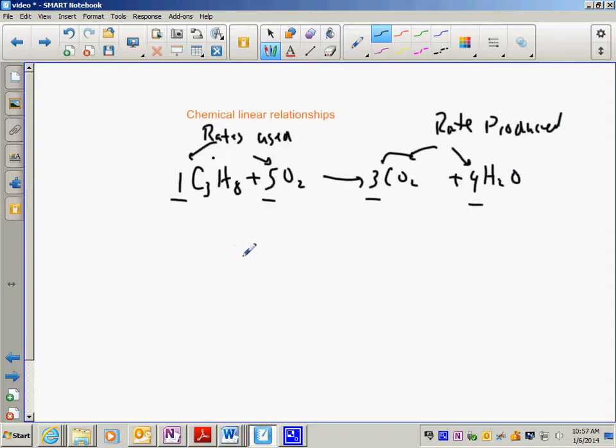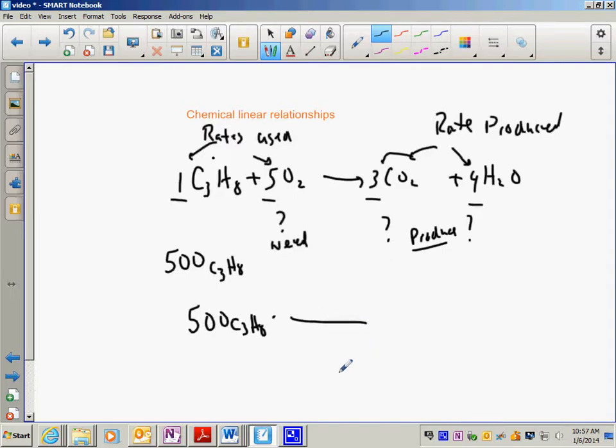Okay, here's an example. Let's say I consume 500 of my propane molecule, C3H8. How many oxygens would I need, and how much of this and this would I produce? Pretty simple example. They combine and form in these ratios. So I'd say 500 C3H8s, and I'm going to get rid of the C3H8 and go to O2. For every one C3H8, this is called the stoichiometric ratio, and we'll get into this eventually, requiring 5 O2s.